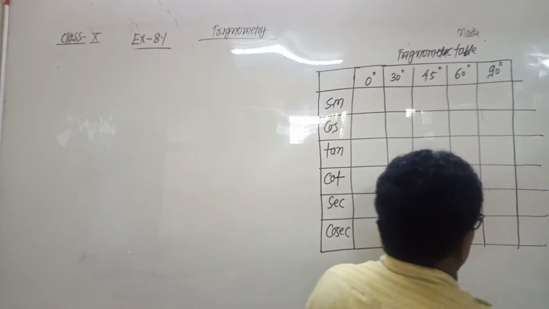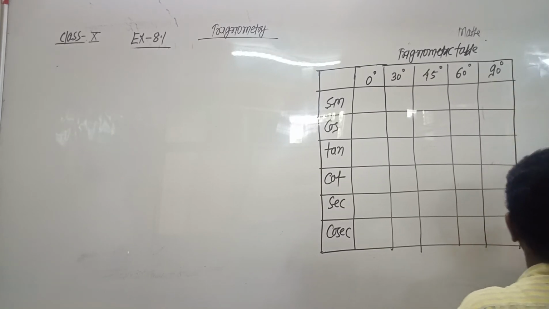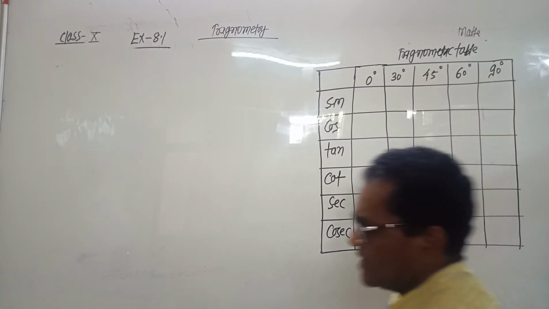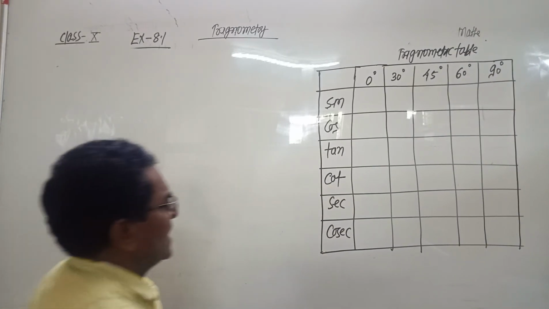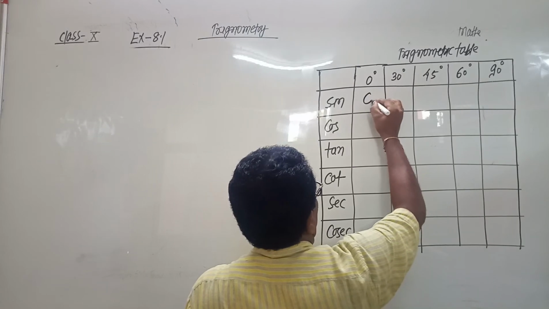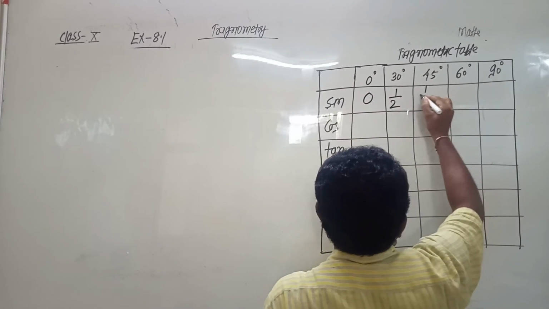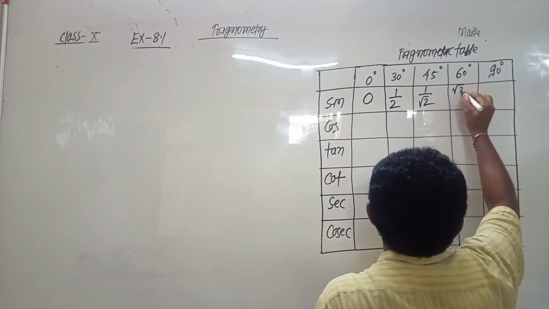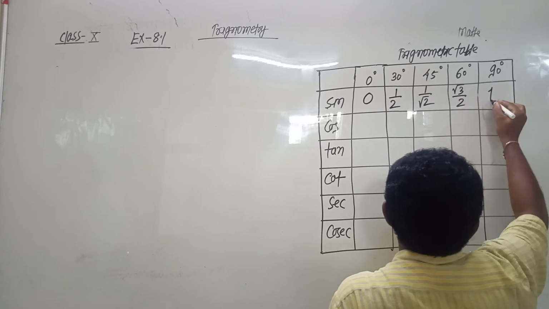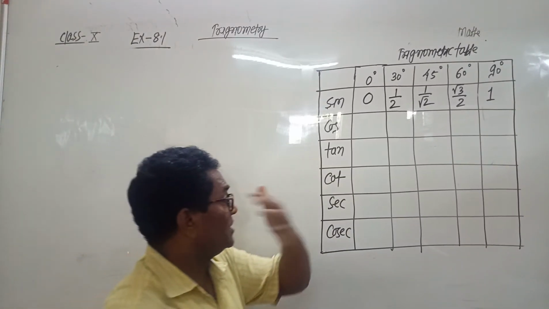We do not have to learn the whole table. Only the first row you have to remember. The value of sine 0 degree is 0. Sine 30 is 1 by 2. Sine 45 is 1 by root 2. Sine 60 is root 3 by 2. Sine 90 is 1. This you have to keep in mind.